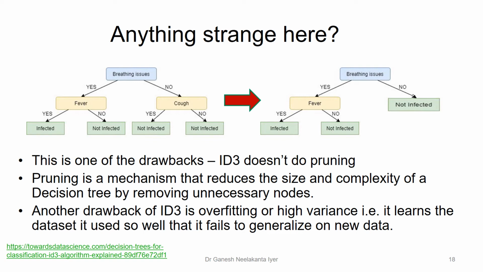ID3 doesn't do pruning. You remember pruning? Pruning is defined as reducing the size of the tree by removing some unwanted fields. So here the ID3 algorithm finalizes the tree as this. However, we can reduce the tree to this by pruning. It's a mechanism that reduces the size and complexity of the decision tree by removing unnecessary nodes. Another drawback of ID3 is overfitting or high variance. That is, it learns the data set it used so well that it fails to generalize on new data.